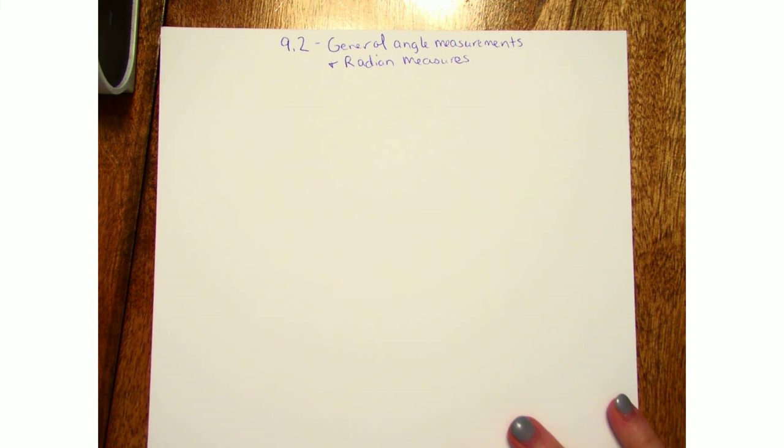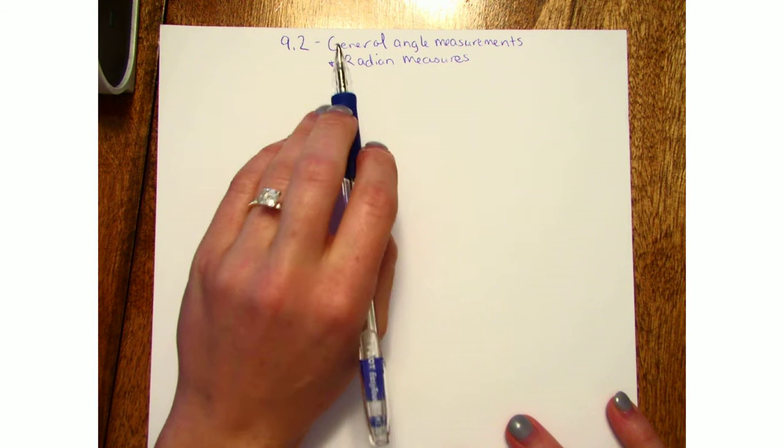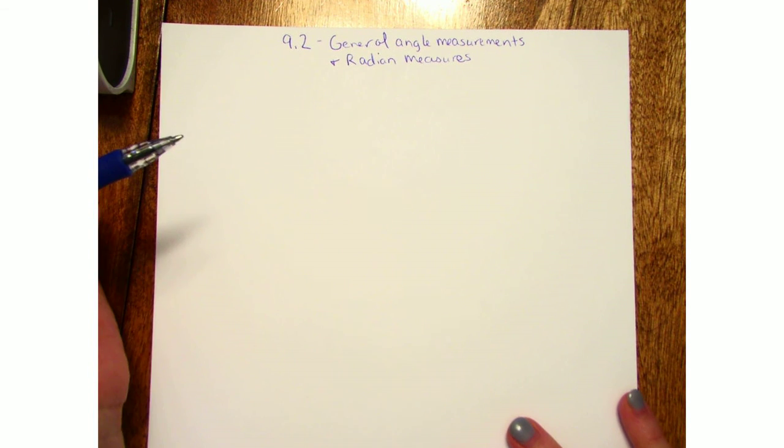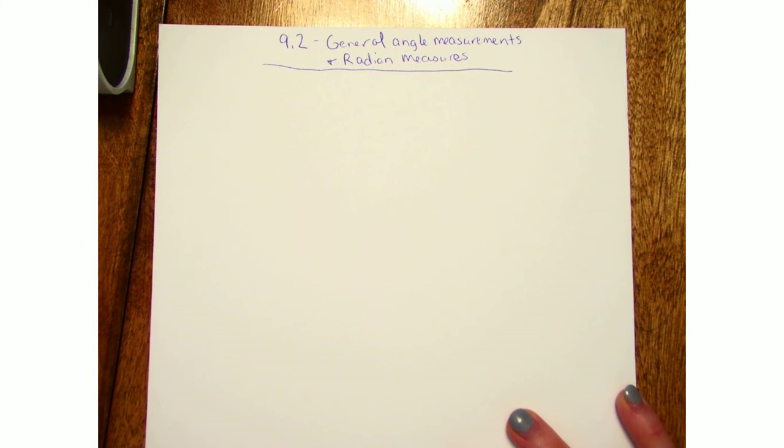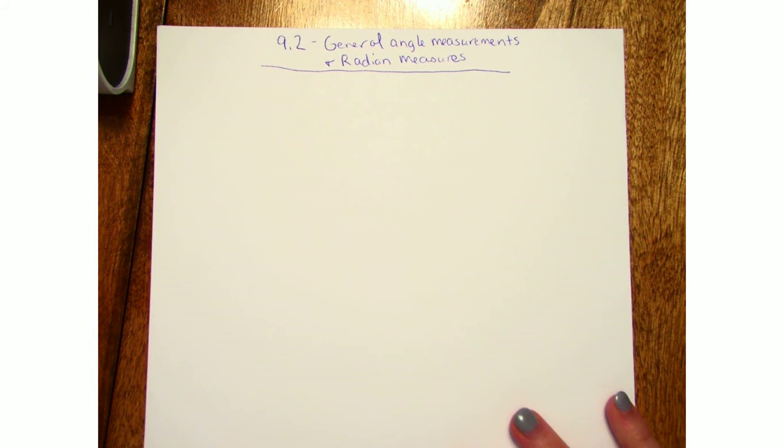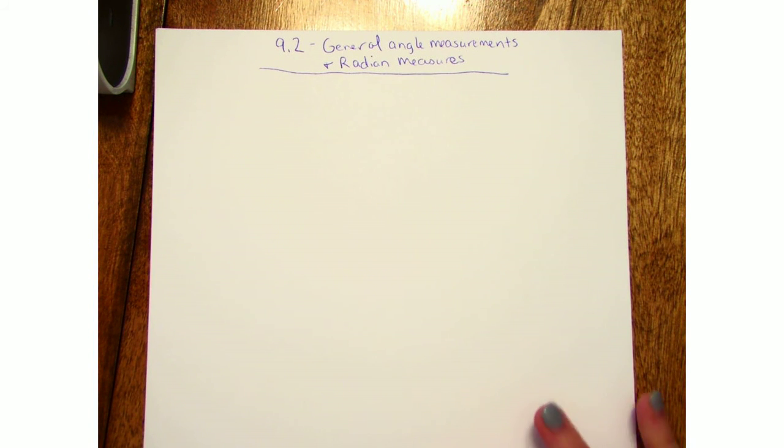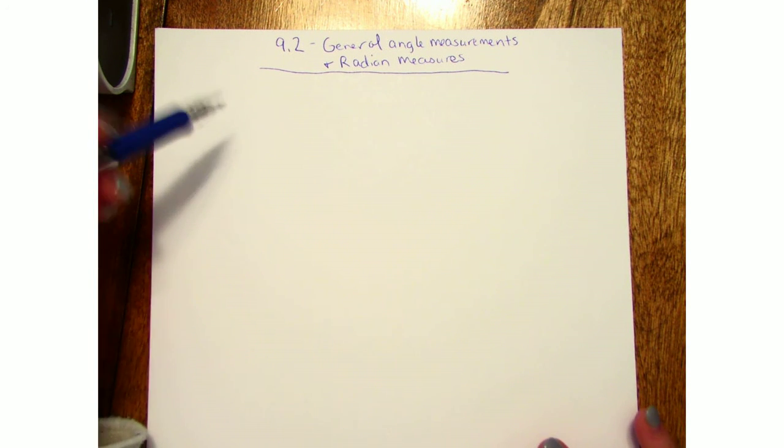Hello. So I am going to run through 9.2. We are dealing with general angle measurements and radian measures. So this piggybacks a little bit off of 9.1. You'll see some familiar things going on, but this is really moving towards angle measurements. So we saw in 9.1 that a triangle had a total measurement of 180 degrees. Today we're going to work a little more with a circle, which has a total angle measurement of 360 degrees.